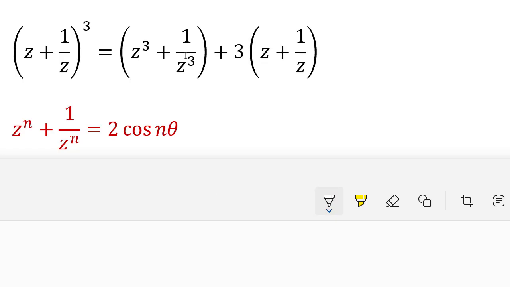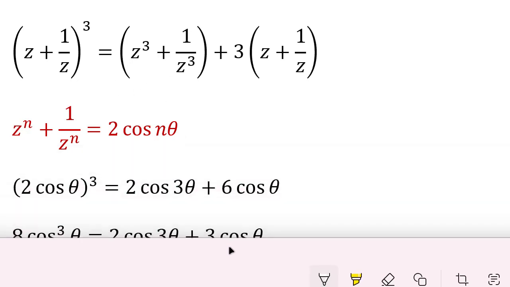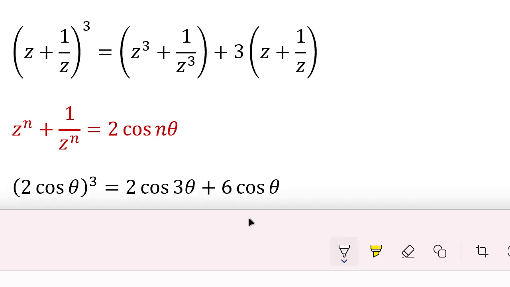So then the question asks us to put that all together. Well, I know that z plus 1 over z, cubed, is equal to this, but I've previously proven that. So I can replace all of these with 2 cos n theta. In this case and this case, it's just 1. And in this case, it's 3. So I just simply replace it there. So for example, z cubed plus 1 over z cubed is just 2 times cos 3 theta.